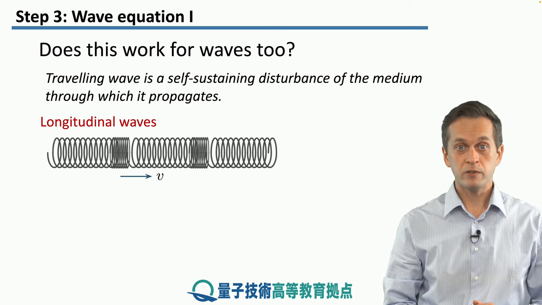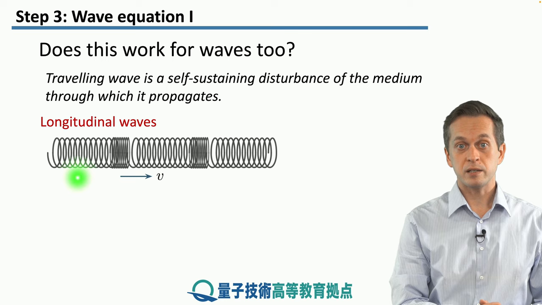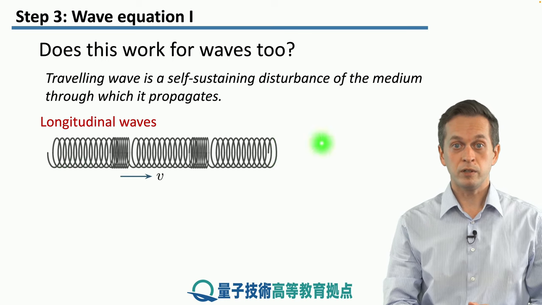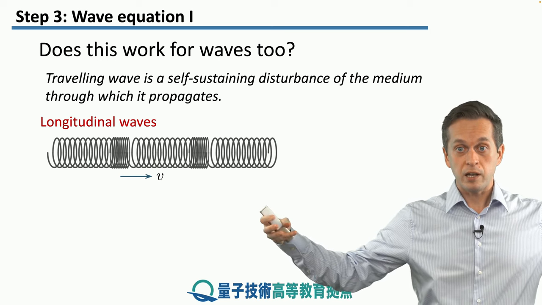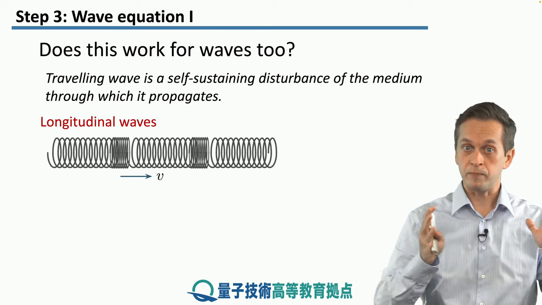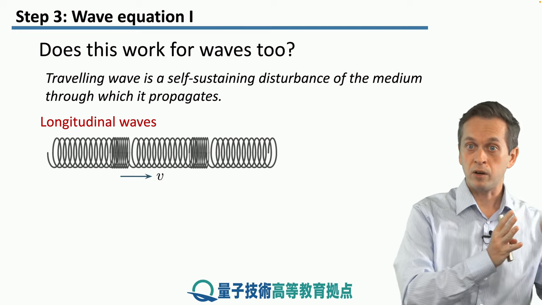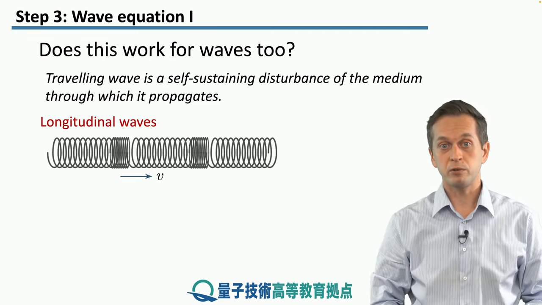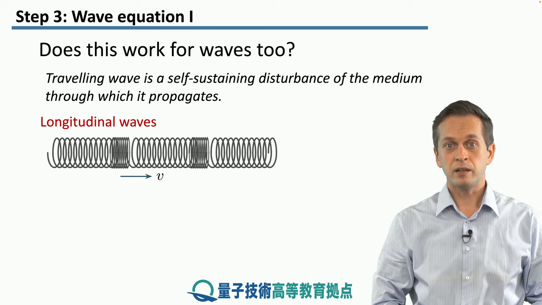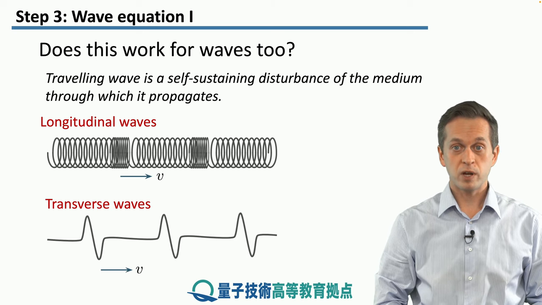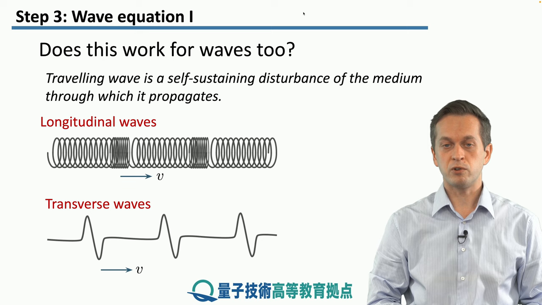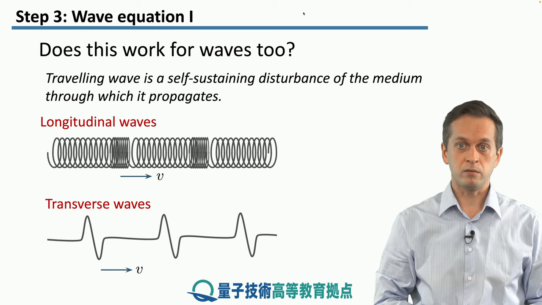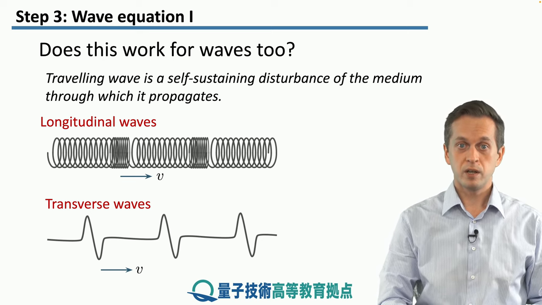One is longitudinal waves, where the disturbance is parallel with the direction of propagation. You can think of a very long slinky, and you introduce some compression, and that travels through the slinky. A different type of wave is a transverse wave, where the disturbance is perpendicular to the direction of propagation. These are your usual waves on a string. You can think of your musical instruments as good examples.